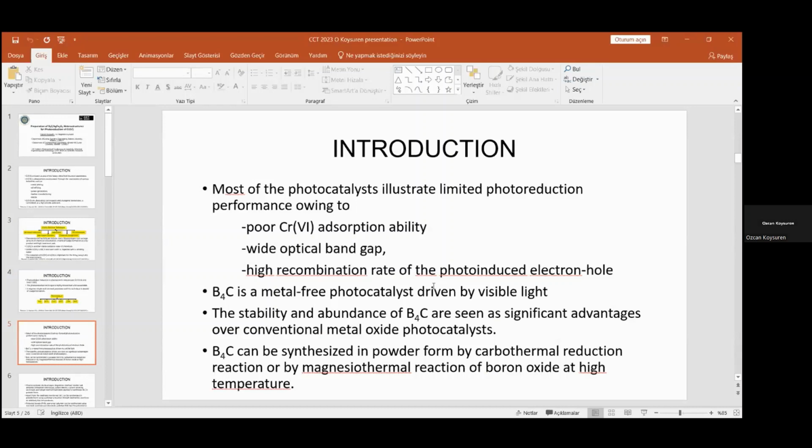We select boron carbide as a photocatalyst. Boron carbide is a metal-free photocatalyst and driven by visible light, since it has a narrow band gap. The stability and abundance of boron carbide are seen as significant advantages over traditional metal oxide photocatalysts. It is mainly synthesized by carbothermal reduction and also magnesiothermal reaction of boron oxide at high temperatures, around 1500 degrees centigrade, really high temperatures required.